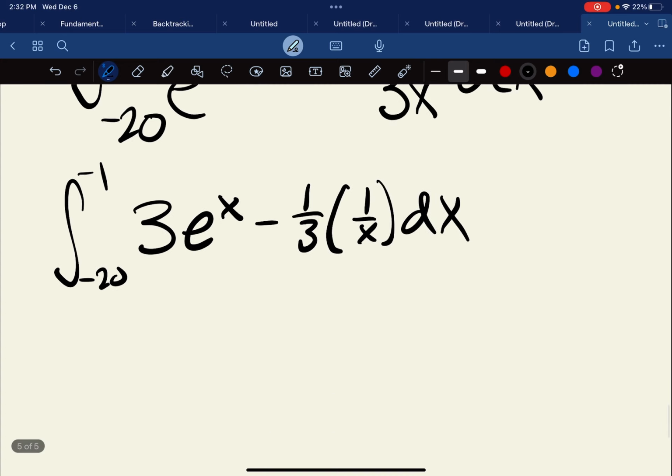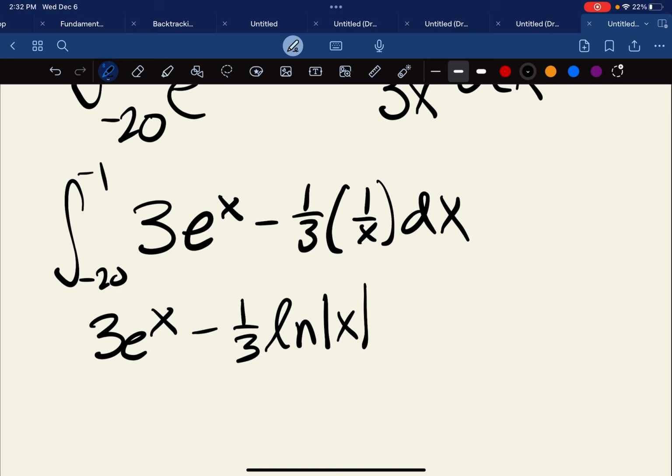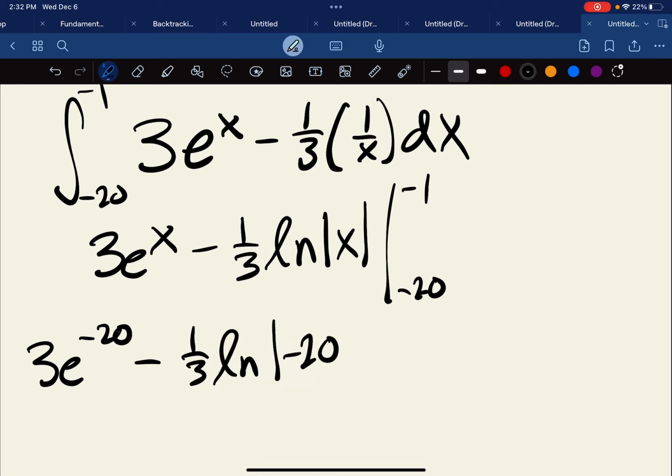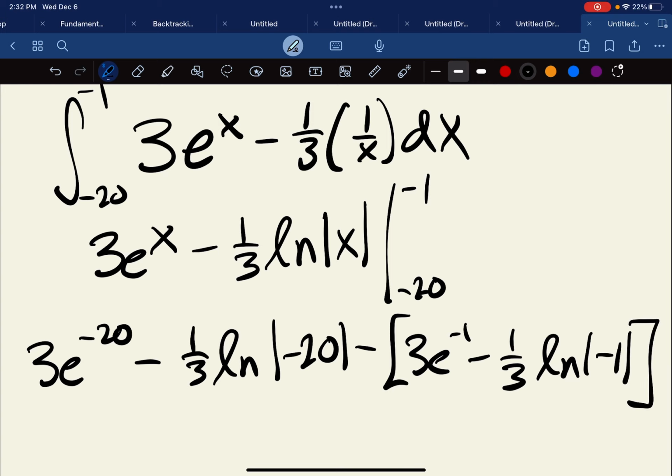And now we're ready to take the antiderivative. So the antiderivative of e to the x is just e to the x. And then the antiderivative of 1 over x is ln of x, or ln of absolute value of x, I should say. And then we evaluate that from -20 to -1. And so let's go ahead and do that. So we get 3e to the -20 minus 1/3 ln of the absolute value of -20. And we subtract from that 3e to the -1 minus 1/3 ln of the absolute value of -1.